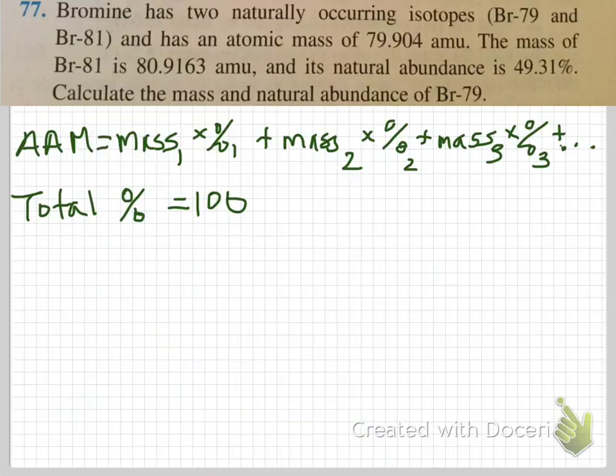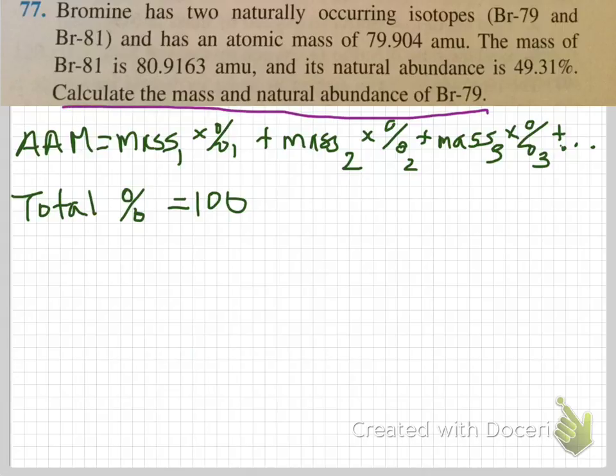Number 77 says bromine has two naturally occurring isotopes and has an atomic mass of 79.904 AMU. The mass of bromine 81 is 80.9163 AMU, and its natural abundance is 49.31%. Calculate the mass and natural abundance of bromine 79. Okay, so we're looking for two different things.